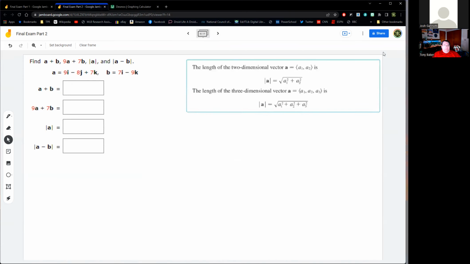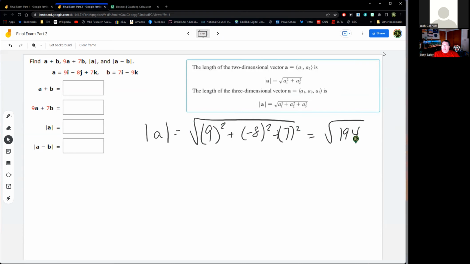All right, the lengths. So we're just going to do our square root of them. So the length of a is the square root of 9 squared plus negative 8 squared plus 7 squared, which equals the square root of 194. And we can't do anything with that. So that's the final answer.